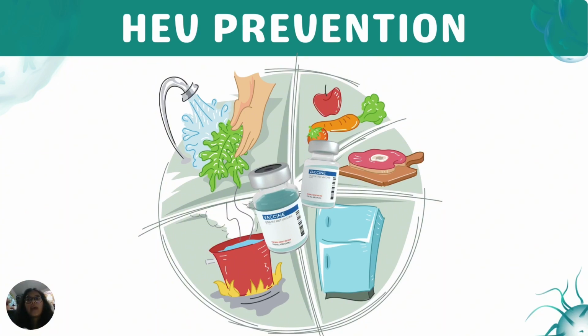So, this HEV nucleic acid testing can be performed by real-time PCR or a loop-mediated isothermal amplification assay, or LAMP, which is suitable for resource-limited settings because it is faster and it does not require expensive equipment. And these assays can be performed on blood samples or stool samples.